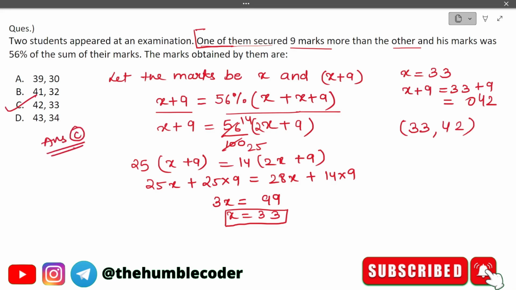Hope you understood the logic. First of all, we had to form an equation. Based on that we found the value of x, and then finally we found the marks obtained by them. Moving on to the next question.